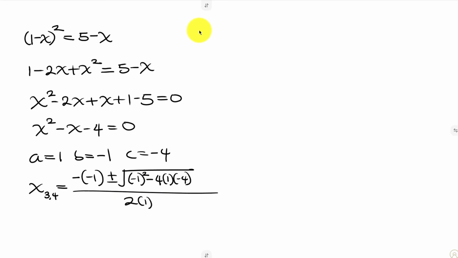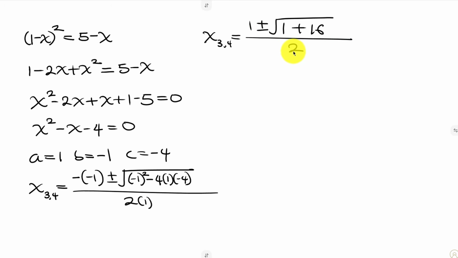Very good. Now simplifying further, our third value and fourth value for x will be negative times negative is positive, so I'm going to be having 1 here, plus or minus the square root of negative 1 squared is 1. Now negative times negative is positive. 4 times 1 times 4 is 16. All over 2 times 1, that will be 2. Now this becomes x equal to 1 plus or minus the square root of 1 plus 16 is actually 17, all over 2.